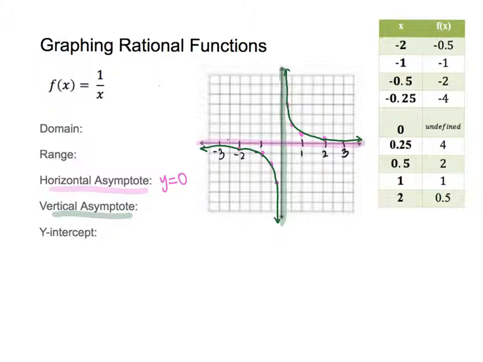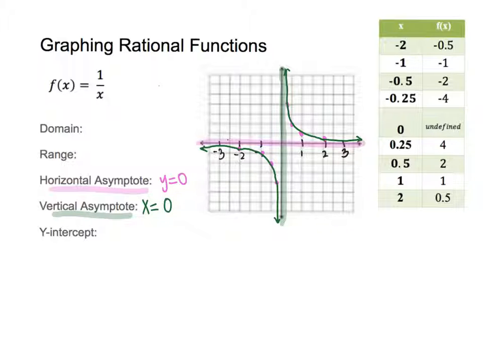Whereas the vertical asymptote cuts through the x-axis. Notice when I go up and down, it cuts through the x-axis. And so that's why we're going to need an x here. And this vertical asymptote cuts through x equals 0.